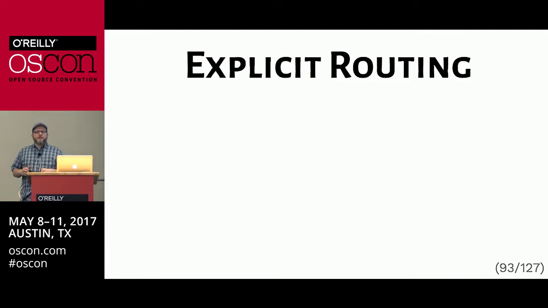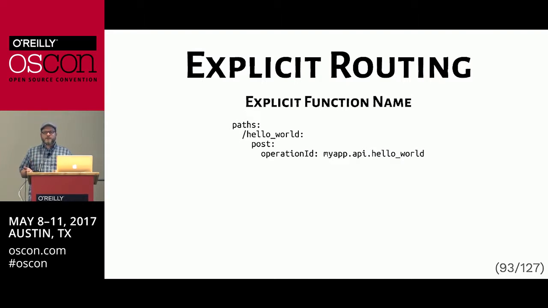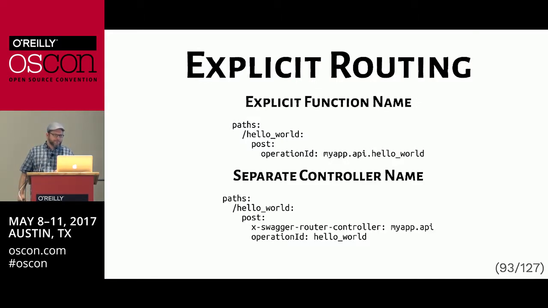It has a couple options for how you configure routing. The first one is explicit routing. So you may have seen in the spec examples the operation ID. If you're using explicit routing, it will map the operation ID to a Python package, module, and then a function. And so if you're using this method, this operation ID will look for the hello world function in the API module of my app.